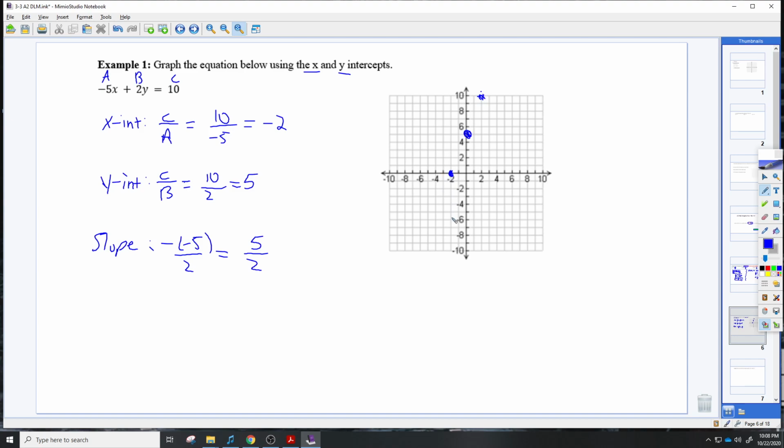And then down 5 over 2 would be -5 to -4. So you could do it this way as well. This specifically just said to use x and y intercepts, but I could use all three if I wanted to. And then you draw your line through there as best you can. And that's the graph.